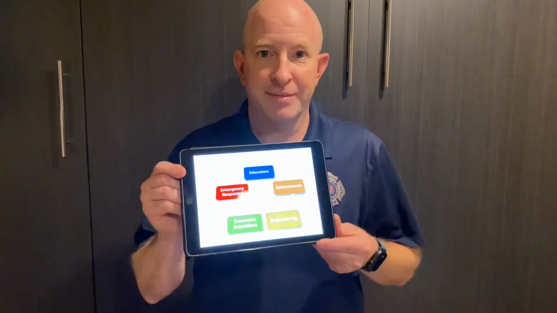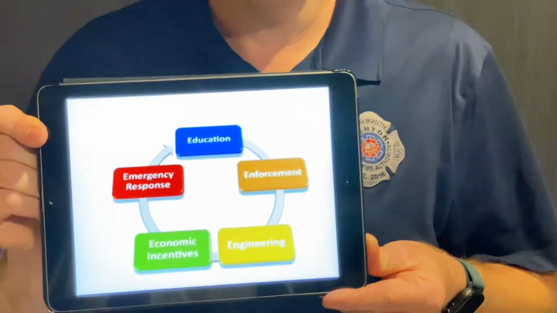It is recommended that one develops an effective approach to develop strategies and tactics by subscribing to the 5 E's of prevention. The 5 E's are education, engineering, enforcement, economic investments and incentives, and emergency response, as shown here.